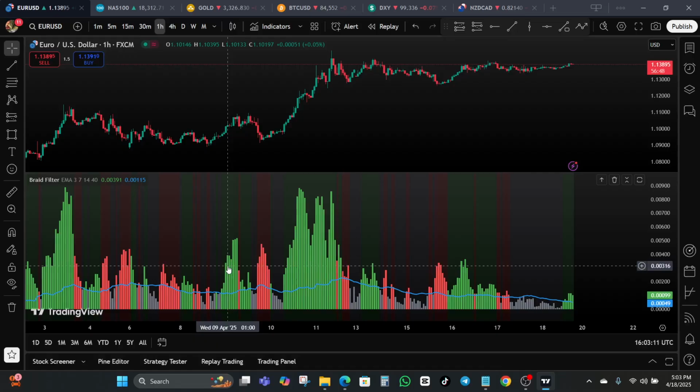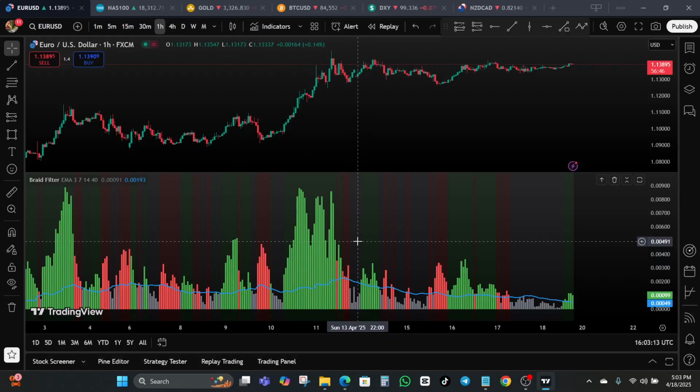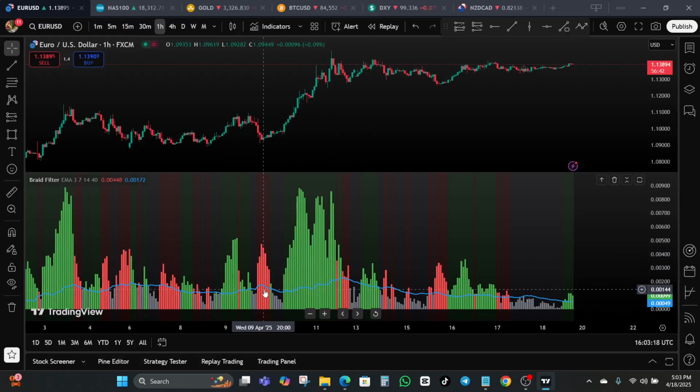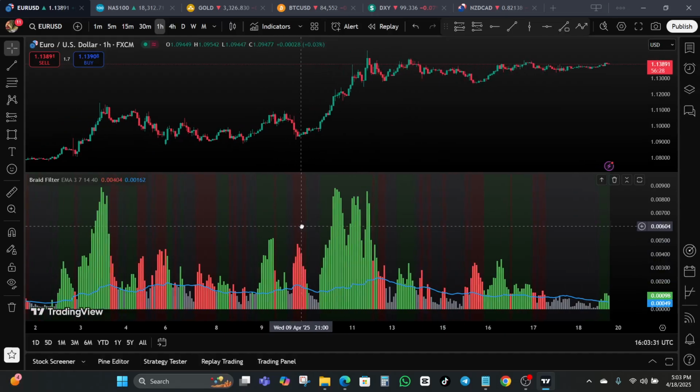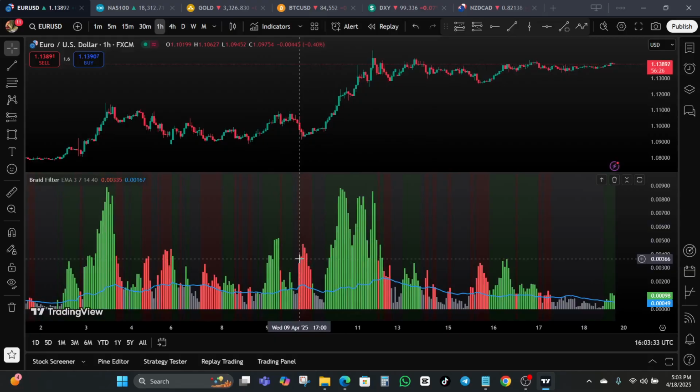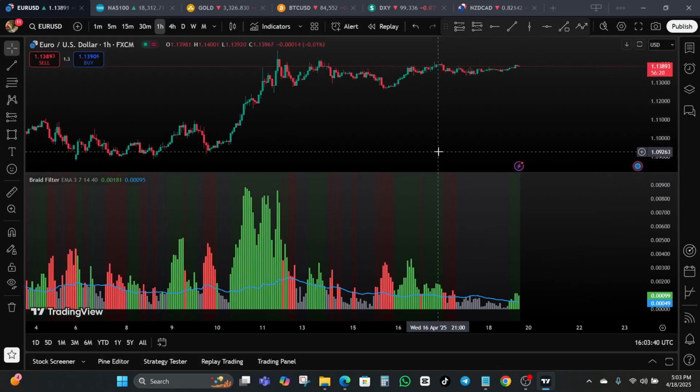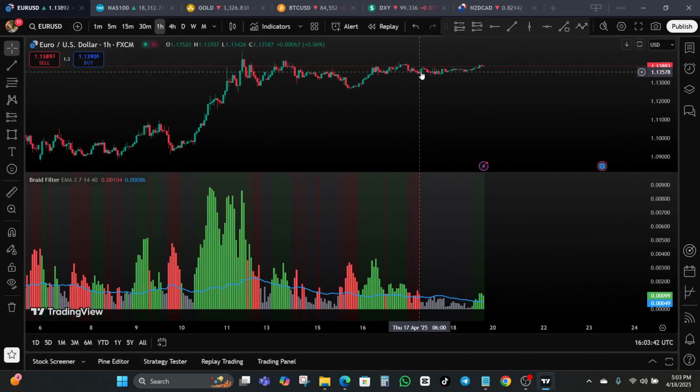So before you even consider entering a buy trade, make sure that the bars have crossed above this blue line. Any bar that remains below this blue line, do not look for any opportunity. Make sure the bars have crossed above the blue line, then you look for buy opportunities if the bars are green. But if the bars are red, you should be looking for sell opportunities. If the bars are gray, just stay out of the market. It could be a reversal, it could be a consolidation phase, just like what we can see happening here.